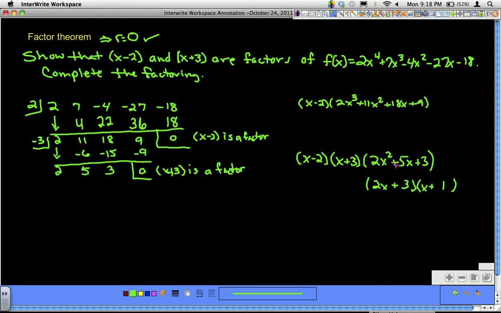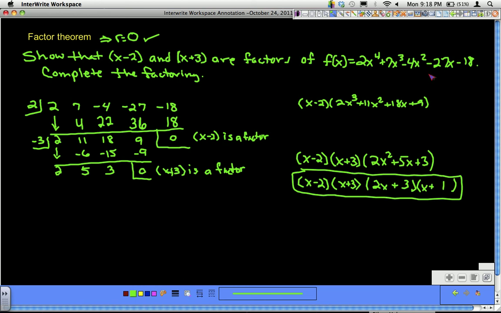So right now, we took this thing all the way down. First degree, first degree, first degree, first degree. It's completely factored as far as it can go. So this would be my complete factorization of what I started with up here, which would have been very tough to do with any kind of grouping for what we've done so far up until this point.